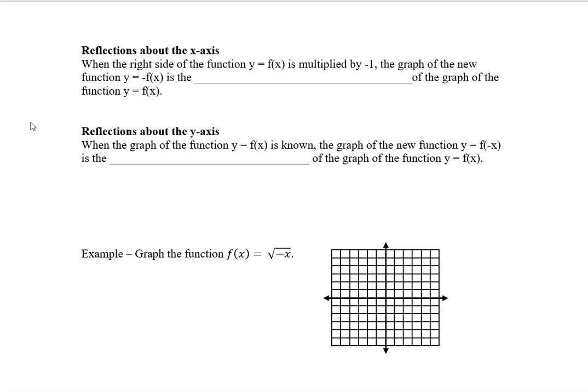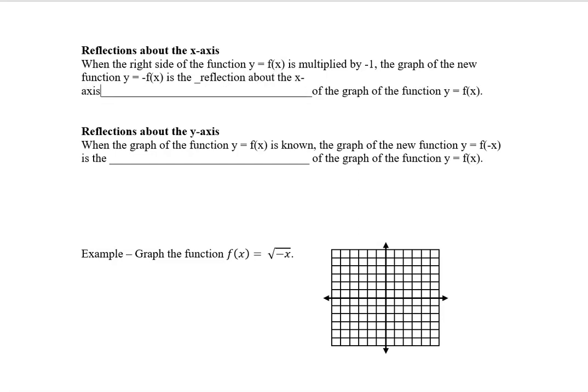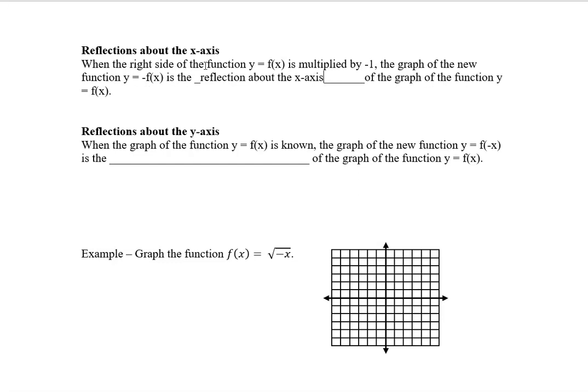So the reflections about the x-axis. When the right side of the function y equals f of x is multiplied by -1, the graph of the new function y equals negative f of x is the reflection about the x-axis of the graph of the function y equals f of x. So what that is basically saying is that if the entire function is multiplied by a -1, then we're going to reflect the graph about the x-axis.